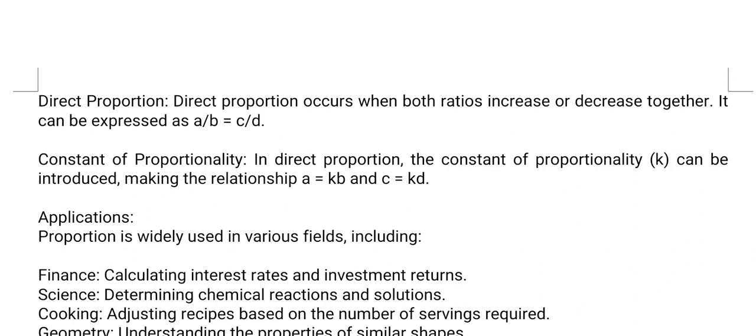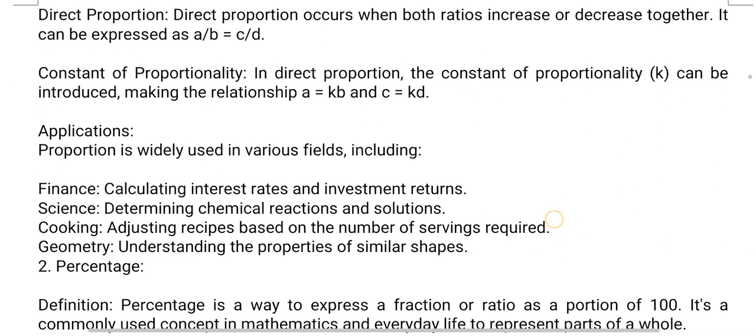It can be expressed as A by B is equal to C by D. Then constant of proportionality. In a direct proportion, the constant of proportionality K can be introduced, making the relationship A is equal to KB and C is equal to KD.